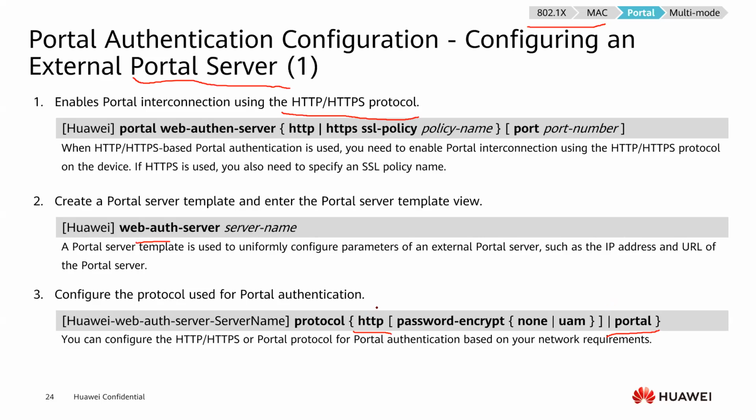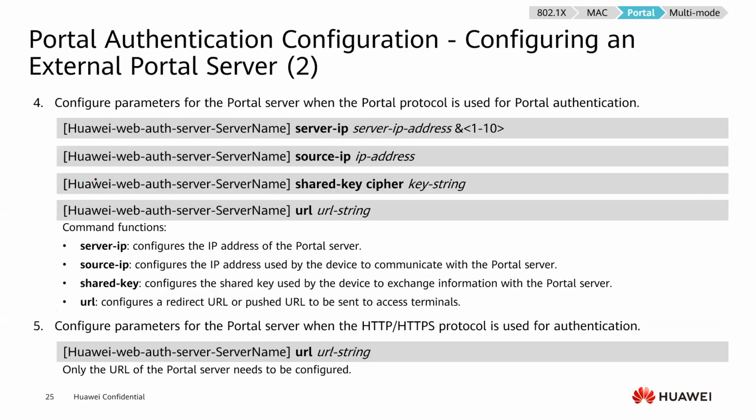Between the client and the access devices, you use HTTP, and between the portal server and the access devices, you use the portal protocol. If you use the portal protocol, you need to configure the portal server specific information this way: the server IP, the source IP, the URL, and others. And if you use HTTP, configuring just the URL is enough.